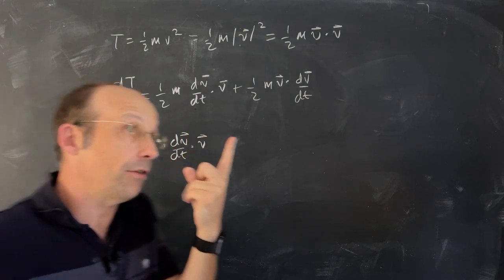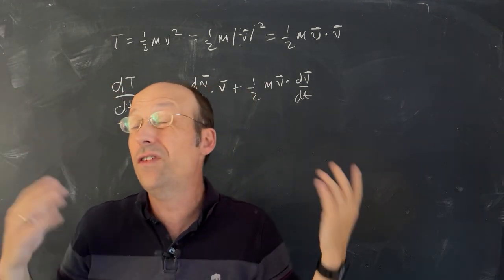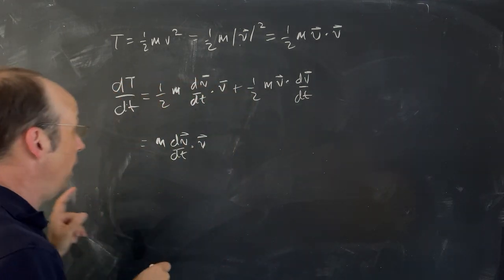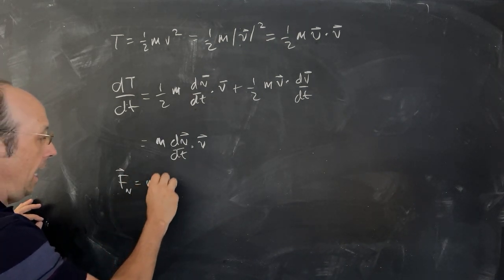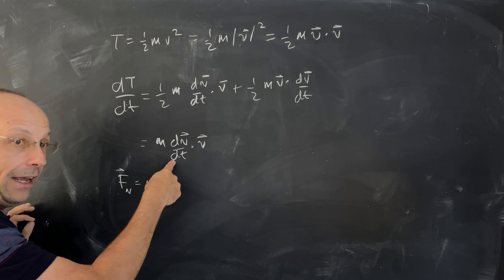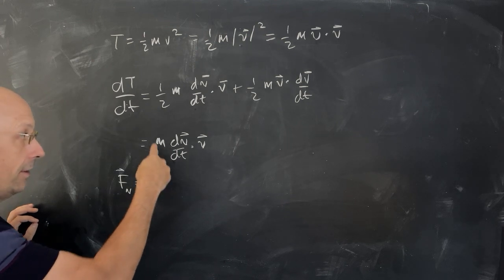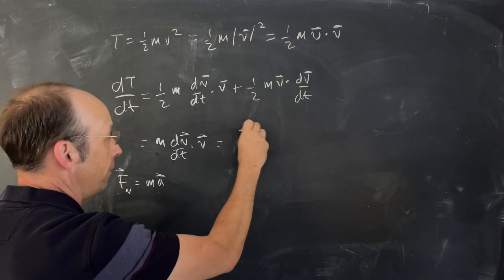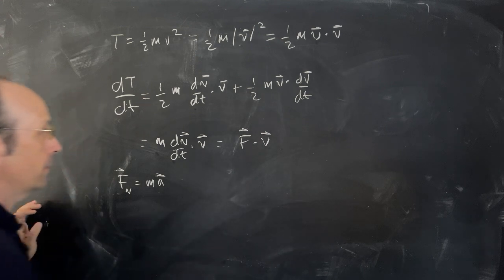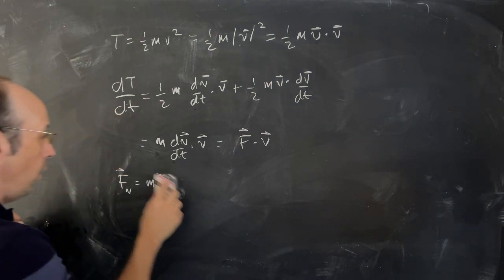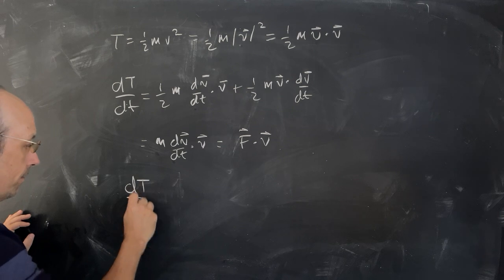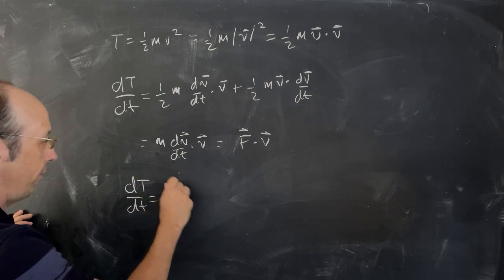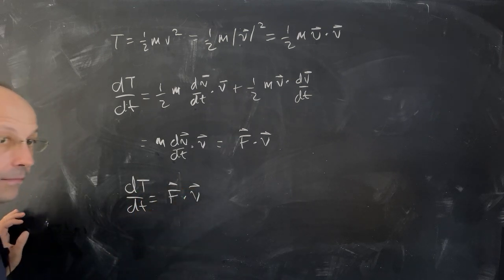Now, if I consider there's just one force on the object, or even the net force, it doesn't really matter. F net is equal to ma, and that's the acceleration, so this is equal to F dot v. So dKE/dt is F dot v.